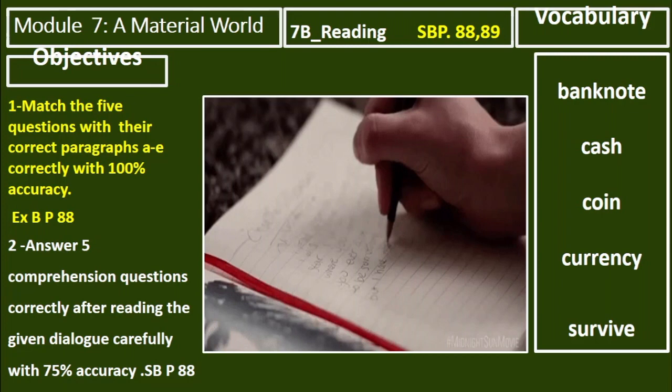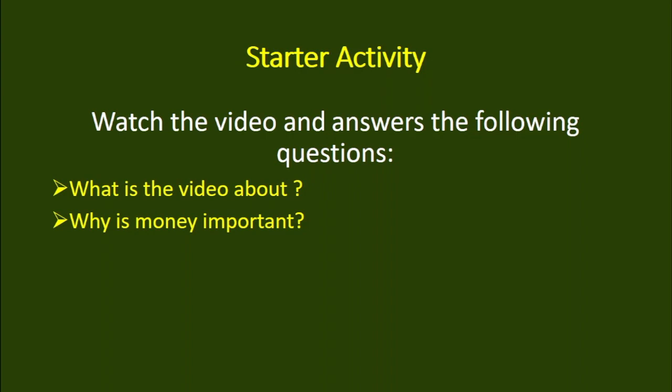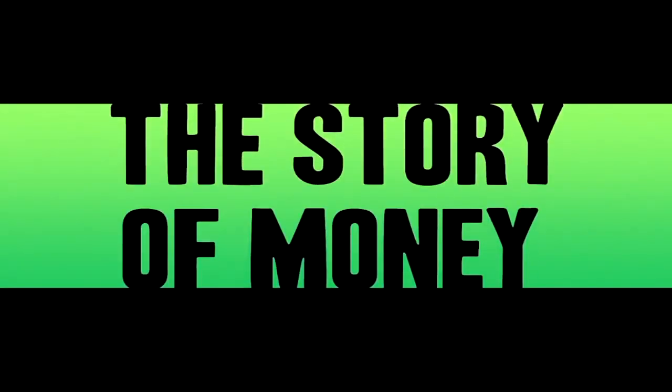Okay? The second objective is to answer 5 comprehension questions correctly after reading the given dialogue carefully. Now, the first step for our lesson today is the starter activity, in which you are going to watch a video and answer the following questions. Question number 1. What's the video about? Why is money important?